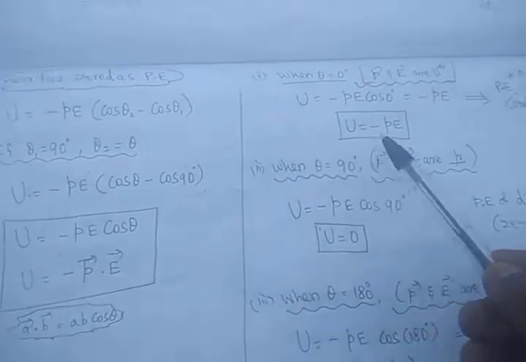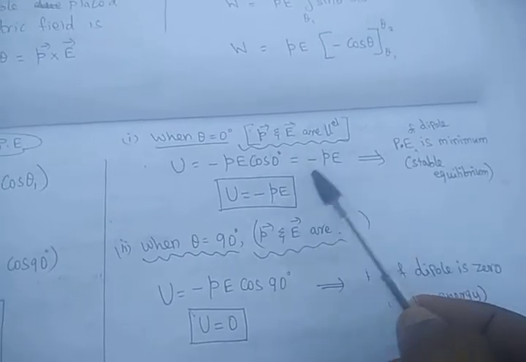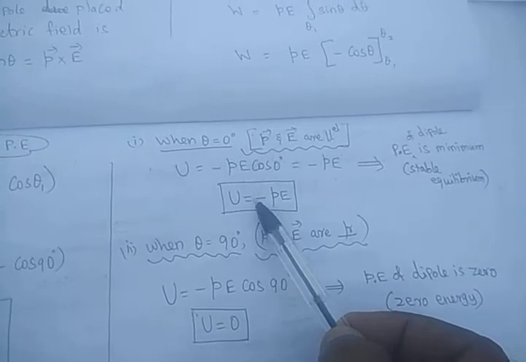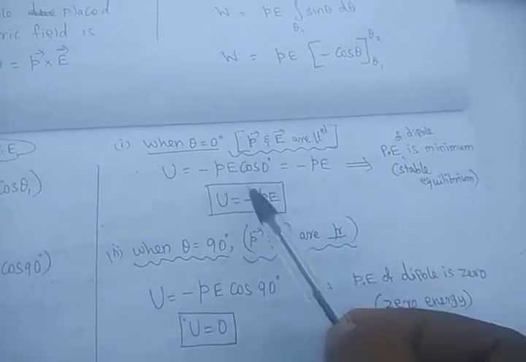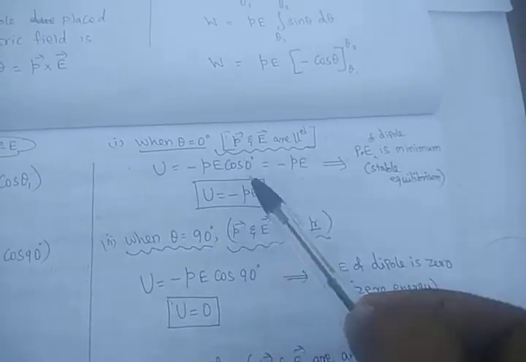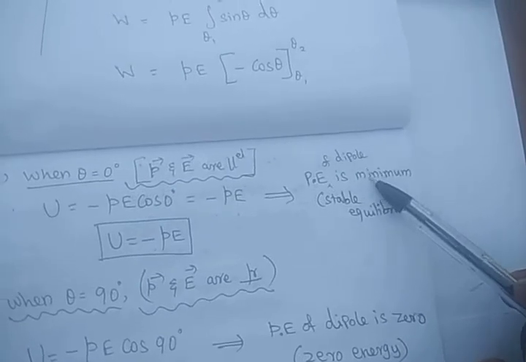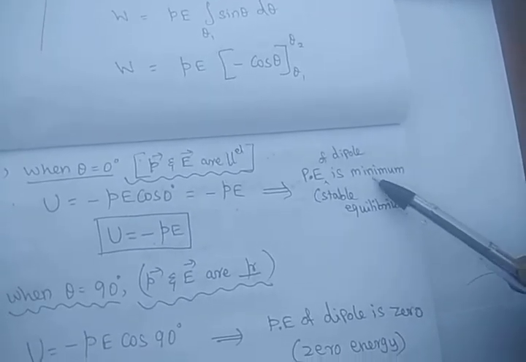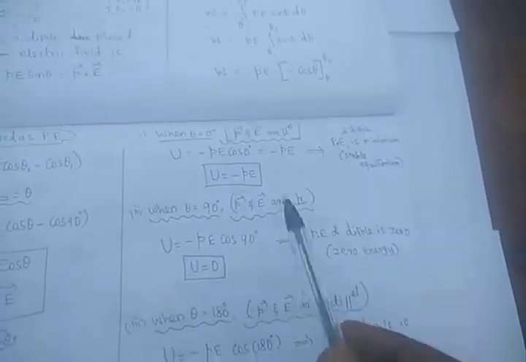Substituting in this equation, minus PE cos 0 degrees. Cos 0 is 1, so minus PE. So this is the potential energy of a dipole in a uniform electric field when the angle between P and E is 0, that is, they are parallel. This denotes a negative sign, so it is a minimum potential energy. That is, the potential energy of the dipole is very, very minimum. Hence it is a stable equilibrium. Now we see the next case.